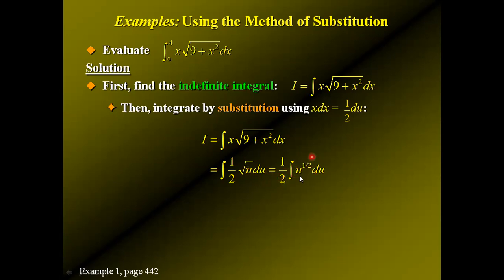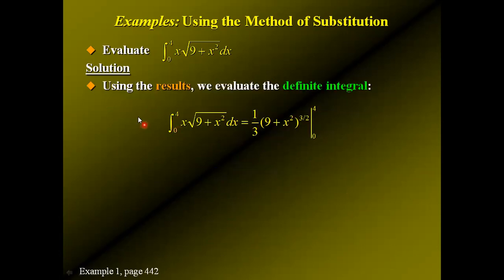So the x to the power n formula can be applied here: u to the power half plus 1 divided by half plus 1. At last we have to put the value of u, u equals 9 plus x square. This is the substitution method, and we have learned it in our previous lecture. You can see it on YouTube.